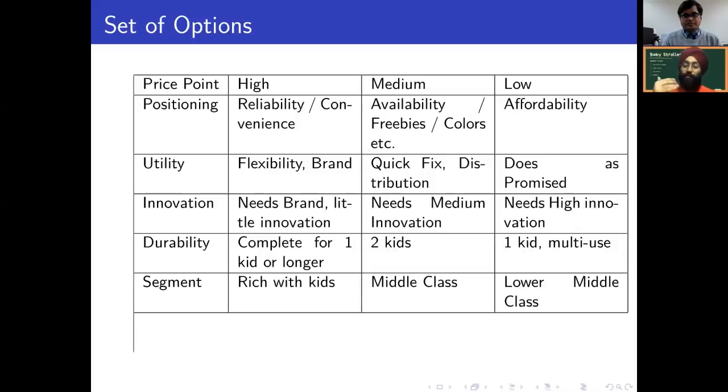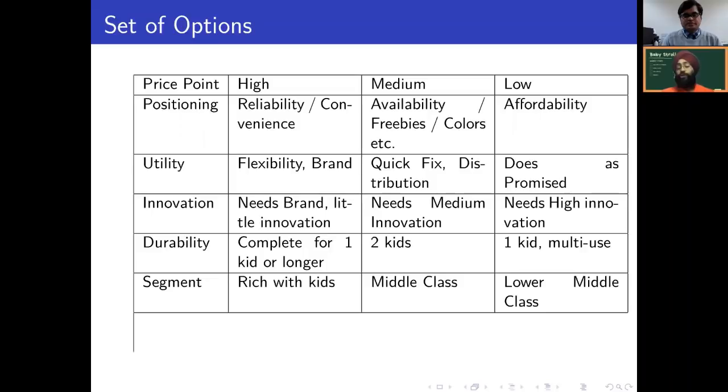It is fine if it's not durable. It is fine if the colors come off. When you talk about affordability as being your position, as being your strong point, then it has to be very cheap and slightly durable. It need not be like the best. Everybody knows they're not paying for the best, right?